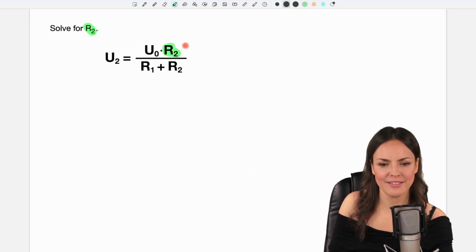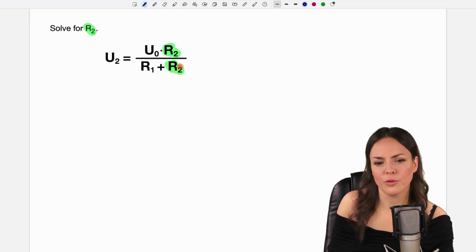Today I want to show you how to solve this equation for R2. R2 is here in our equation and here, so we see that it is part of this denominator. If we want to solve for R2, we have to get R2 out of the denominator.